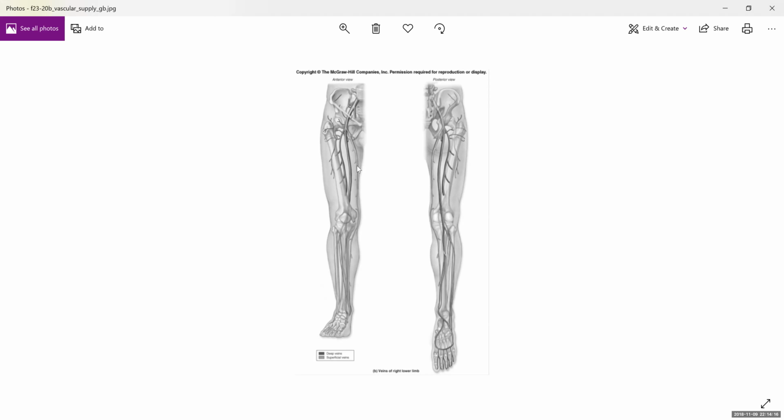Great saphenous vein. What's the vein right here behind the knee? This is posterior view. Popliteal vein, and this is the posterior tibial vein. And the vein that pops out in the front is called the anterior tibial vein. All right.